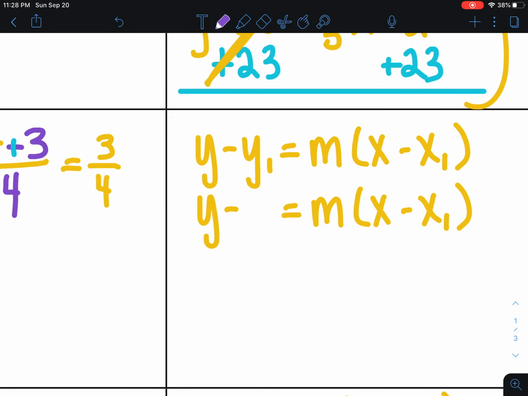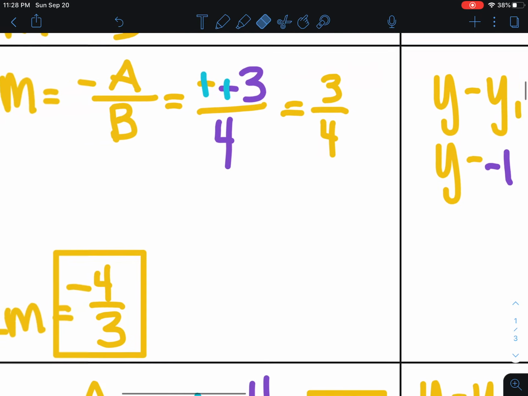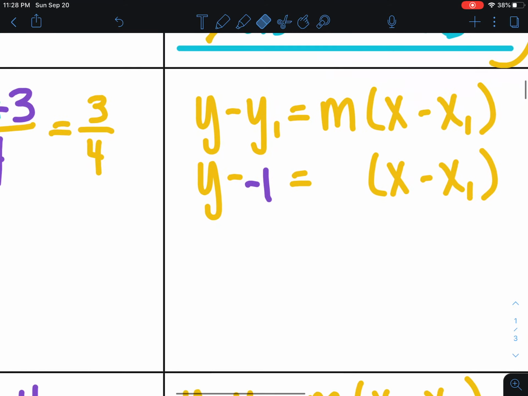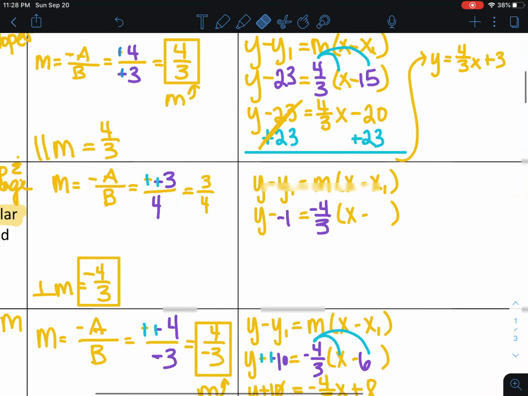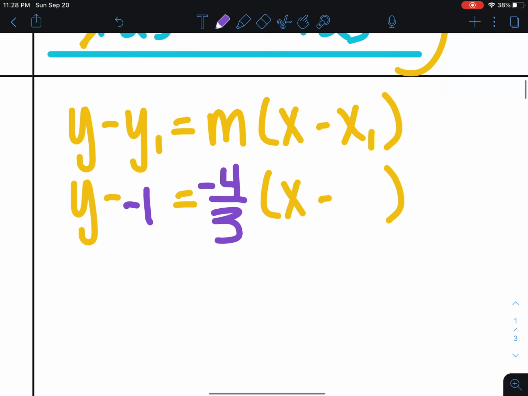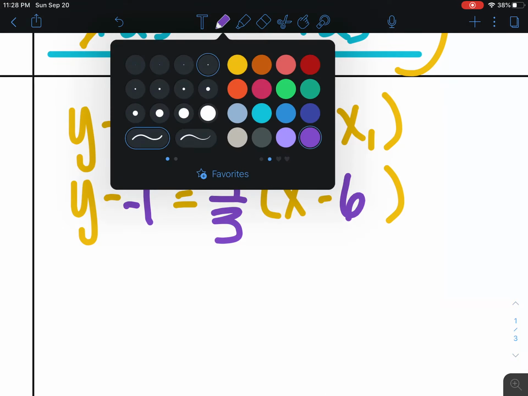Okay, so let me go ahead and use purple. And then that's going to be negative 1. And the slope, don't forget, we didn't use that slope. We had to flip it and change it. So it's negative 4/3. Again, it doesn't matter where you put the negative as long as there is a single negative. And then x1, I replace that with 6.